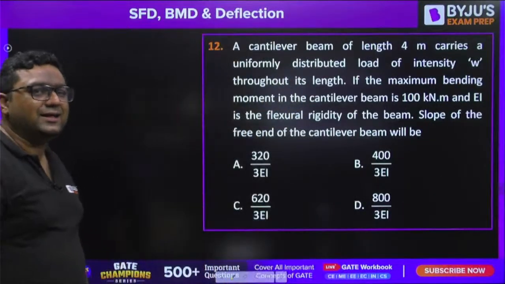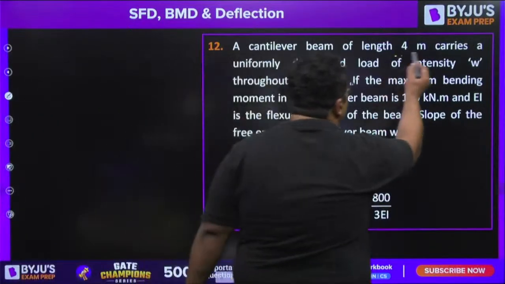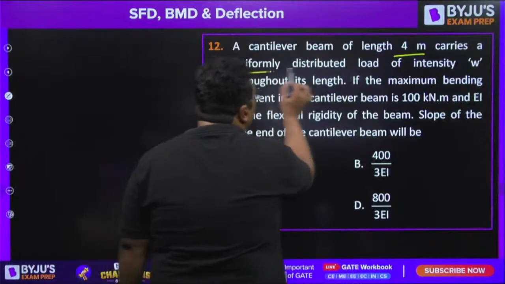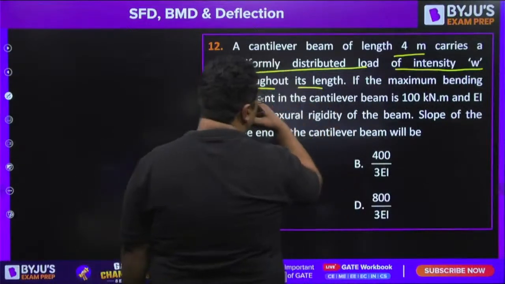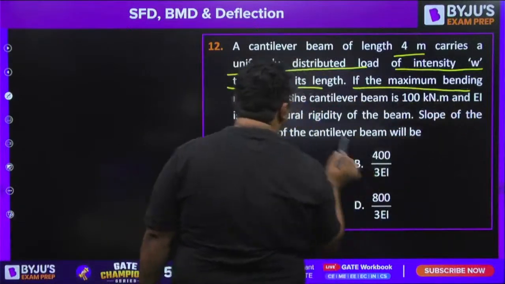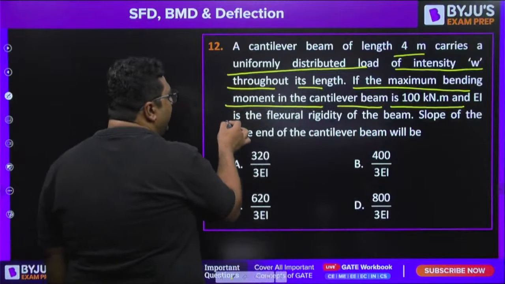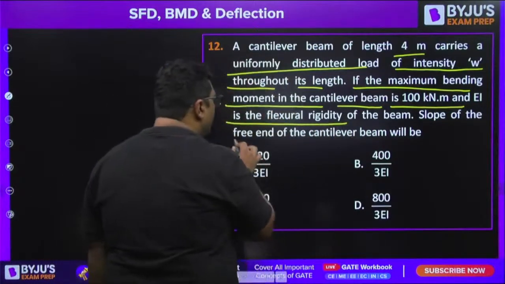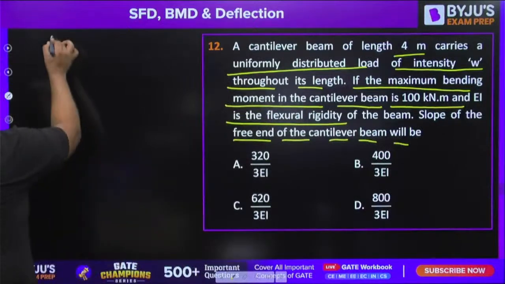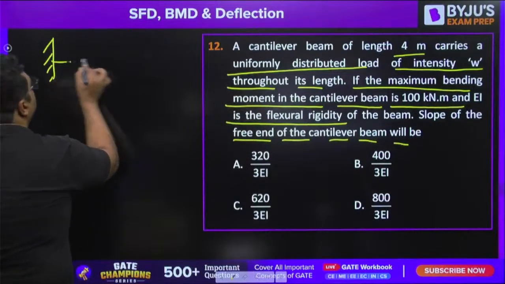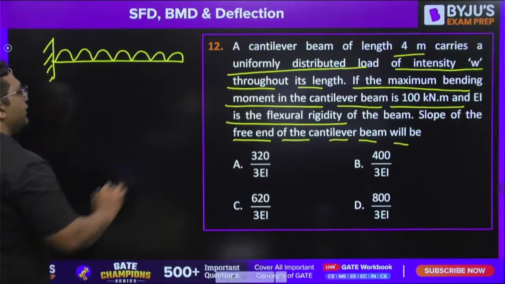So a cantilever beam of length 4 meter carries a UDL of intensity W throughout the length. If the maximum bending moment in the cantilever beam is 100 kilonewton meter, and EI is the flexural rigidity, find the slope of the free end for the cantilever beam. Very easy question. So as I told you, some questions are easy, some are difficult.